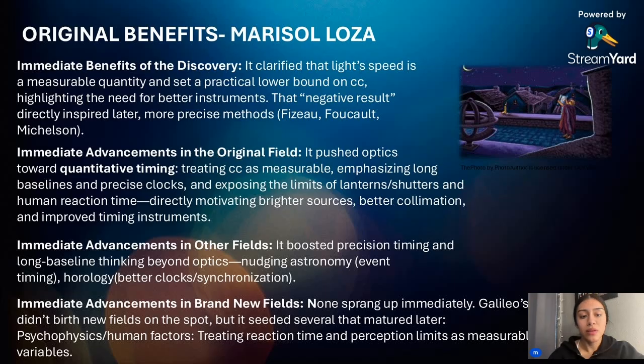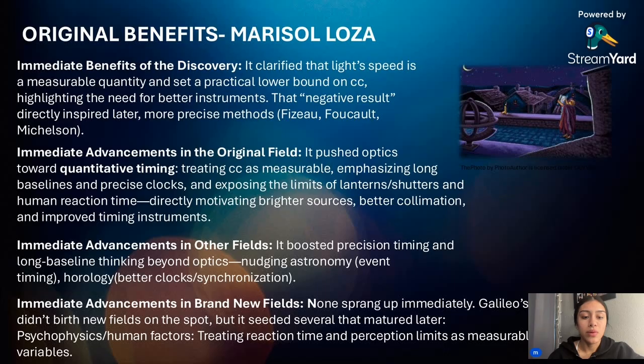Some immediate advancements in the original field. It pushed optics toward quantitative timing, treating c as measurable, emphasizing long baselines and precise clocks, exposing the limits of lanterns, shutters, and human reaction time, directly motivating brighter sources, better collimation, and improved timing instruments. Immediate advancements in other fields. It boosted precise timing and long-baseline thinking beyond optics, nudging astronomy and horology.